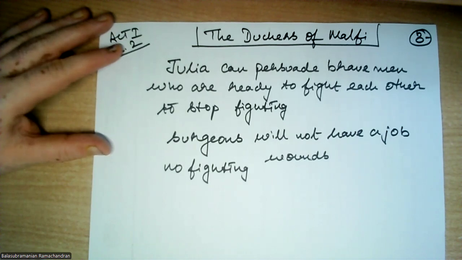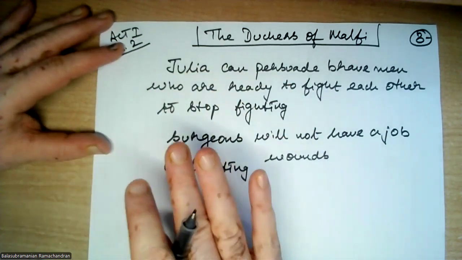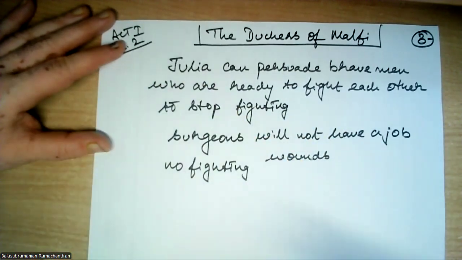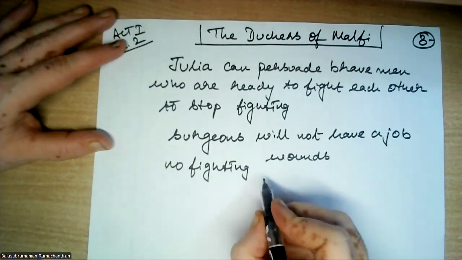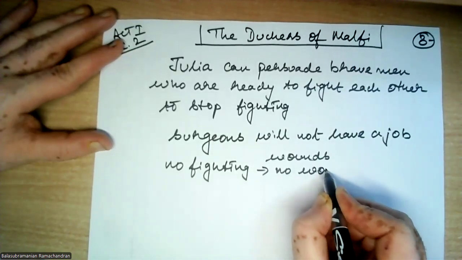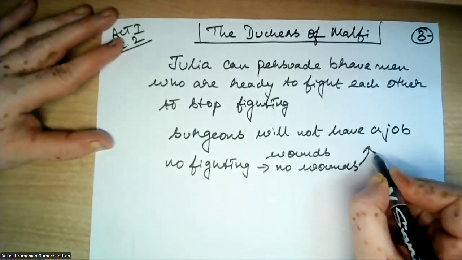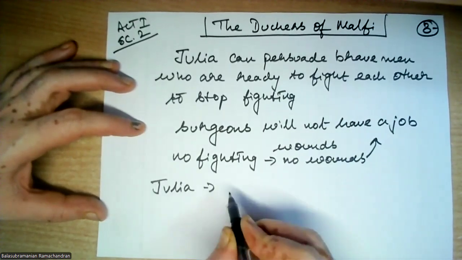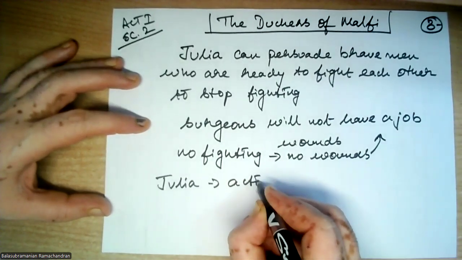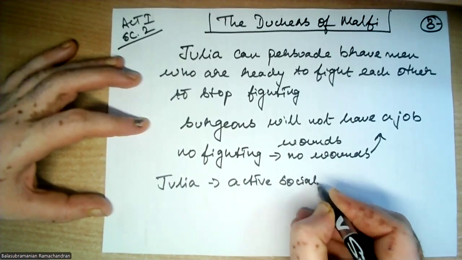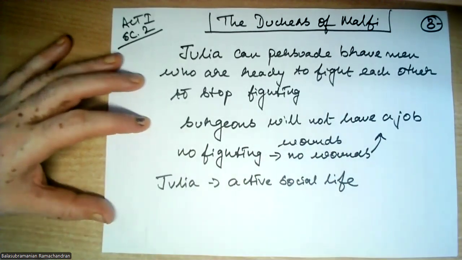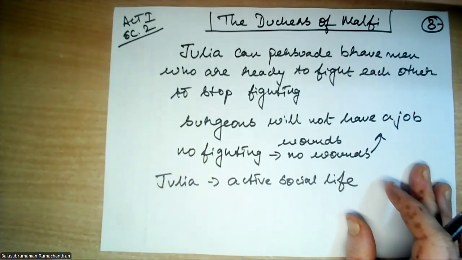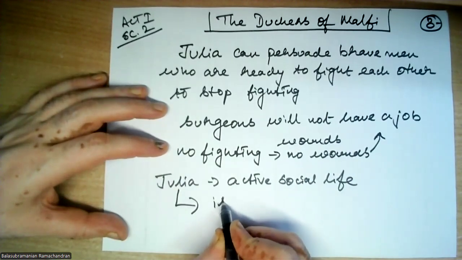Of course, but there is a subtle indication that Julia and Castruccio's relationship is not normal, and that Julia is having relationships with other men also. So if there is no fighting, there won't be any wounds. There are no wounds, so the surgeons would be out of job. And another thing is, the indication is that Julia has an active social life. It's also indicated, I'm giving this information now, of course, it will be revealed again in the play, that Julia is the cardinal's mistress.